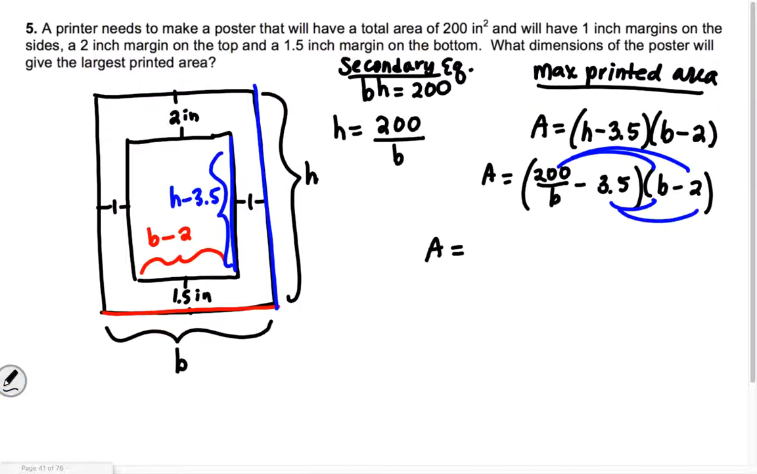So notice when you do 200 over b times b, do you see what Ari was saying? Oh, I'm going to get 200. Because that was really just b times h before if you had FOILed previously. So we get 200 minus 400 over b. So I'm going to write 400b to the negative 1 minus 3.5b plus 7. Right, when you take the derivative, it goes away.